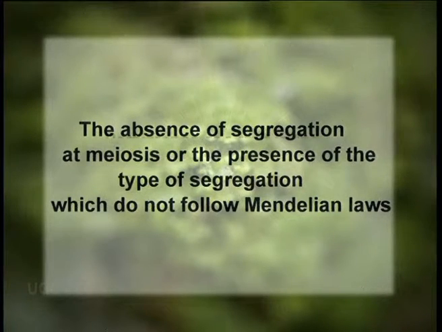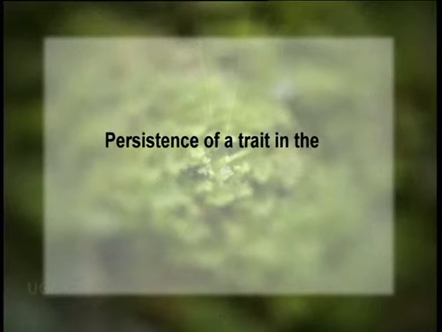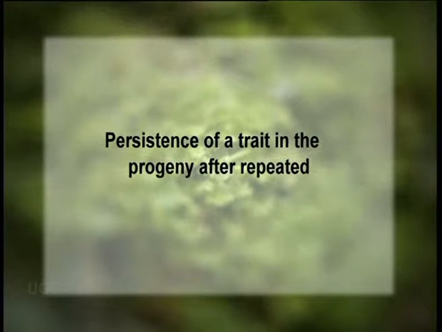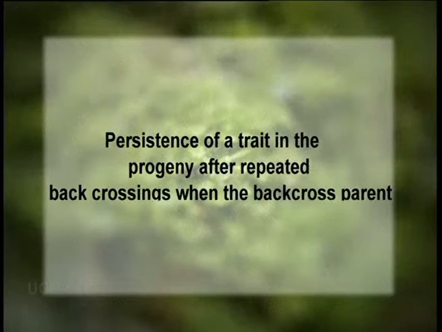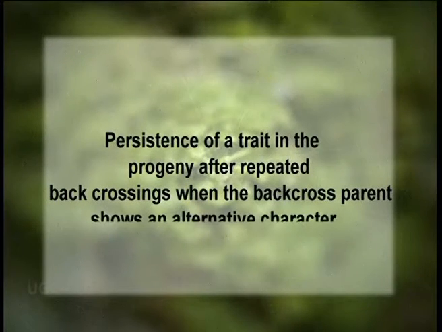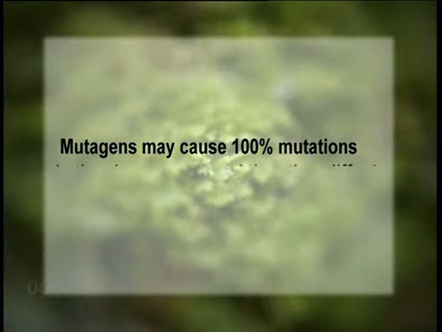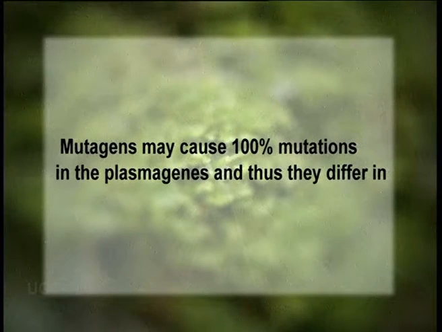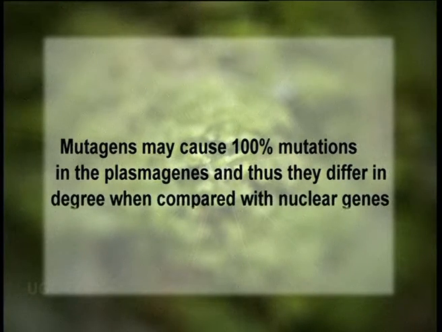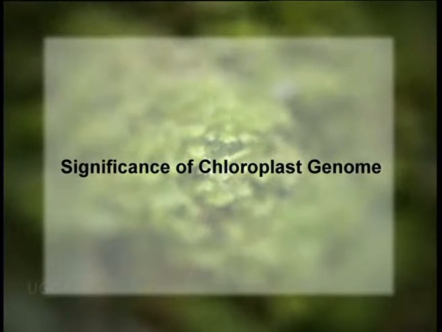Number third, persistence of a trait in the progeny after repeated back crossings when the back cross parent shows an alternative character. Number fourth, mutagens may cause 100% mutations in the plasma genes, and thus they differ in degree when compared with nuclear genes. Now, the significance of chloroplast genome.